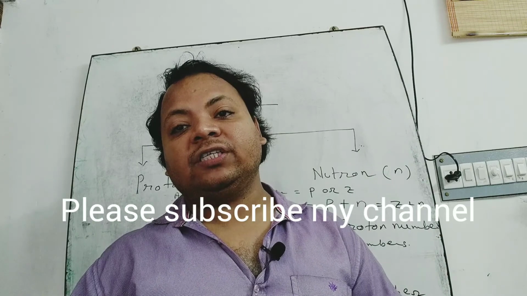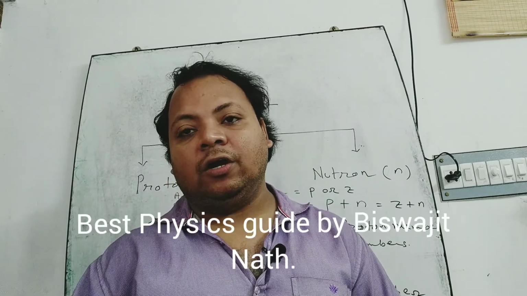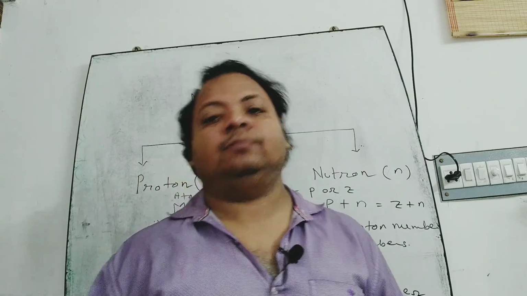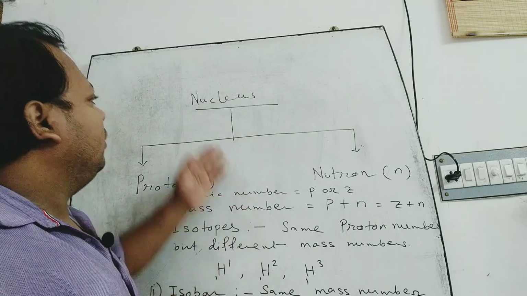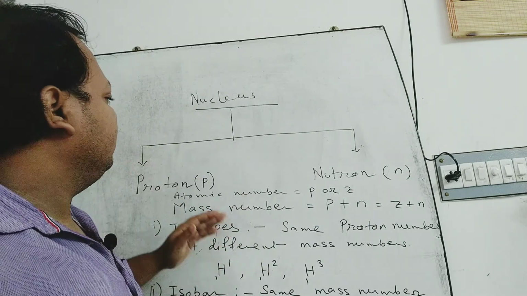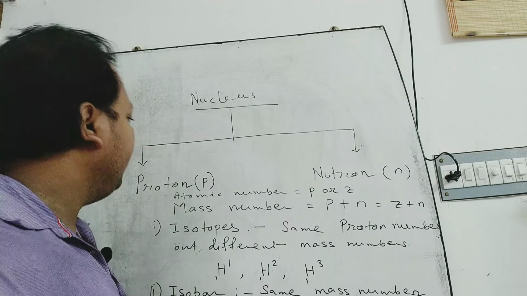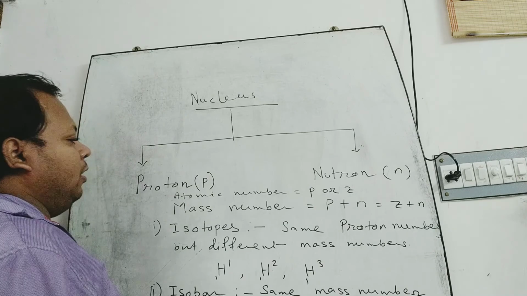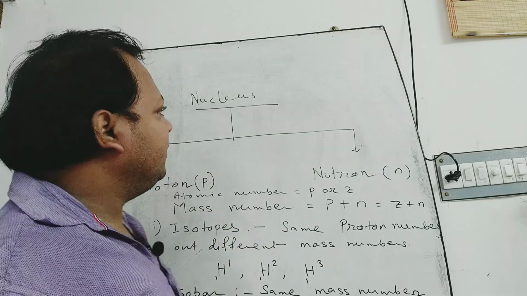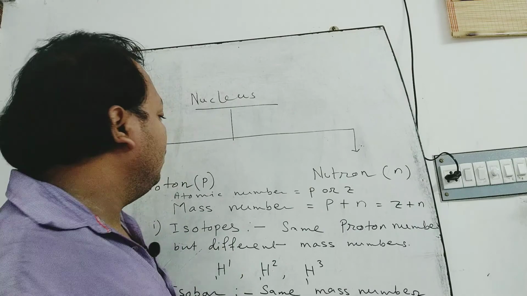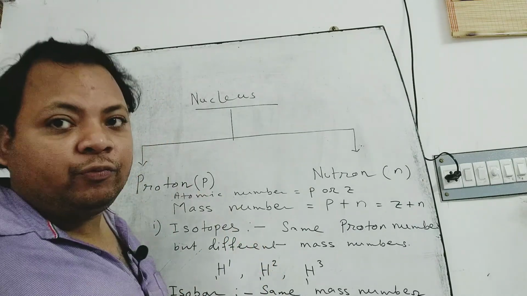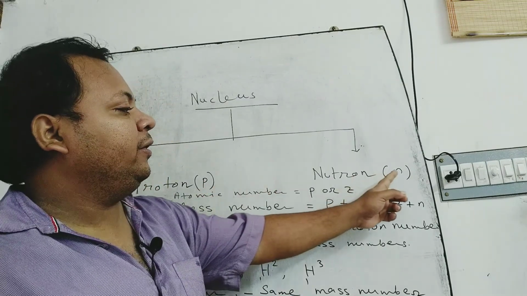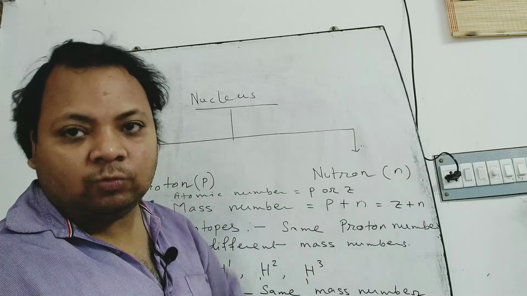Today I am going to discuss nucleus and radioactivity, that is, nuclear physics. You know that a nucleus is formed mainly with two particles, proton and neutron. Proton is the main particle of a nucleus. The proton number of an atom is denoted by P and the neutron number of that atom is denoted by small n.